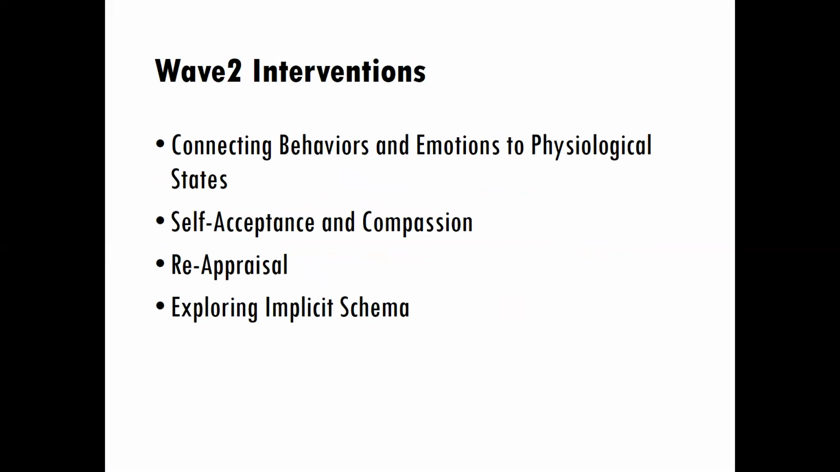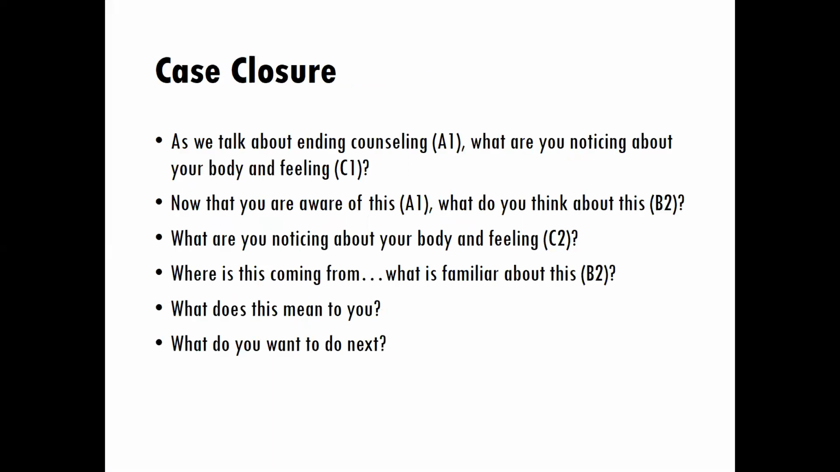Here are some of the interventions we'll be learning about: connecting behaviors and emotions to physiological states, self-acceptance and compassion, reappraisal, and exploring implicit schema. And we'll be using both the downward arrow technique and free association in that technique. I should also mention that reappraisal has a very different feel in nCBT than traditional CBT. For example, we use experience to dispute. We'll be talking much more about that in class. And of course, as with wave one interventions, there'll be plenty of opportunity for role playing and for you to try your hand at it.